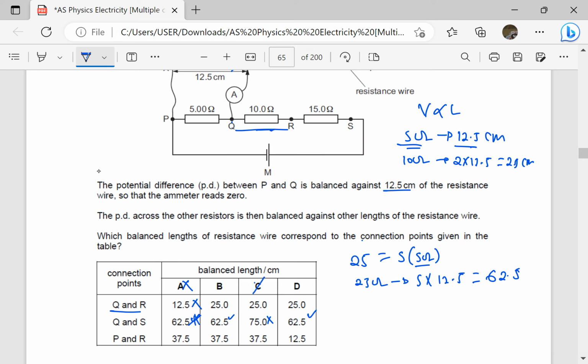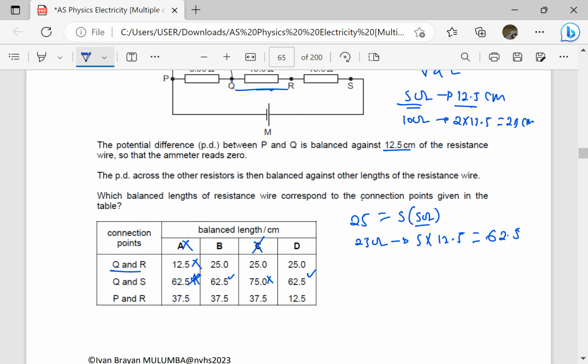So A and C are being pulled out. So if A and C are pulled out, for Q and S the balance length is 62.5, which is true. So it means our answer is going to be precisely B, because Q and R was 25, Q and S is 62.5.